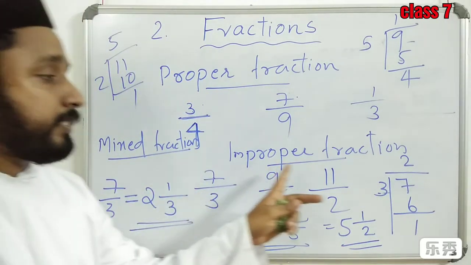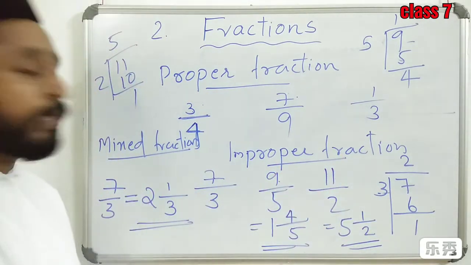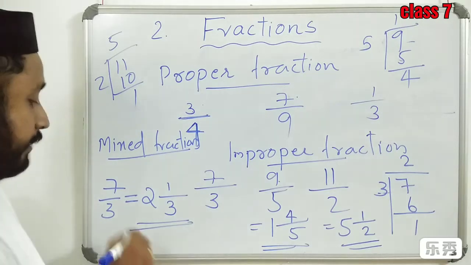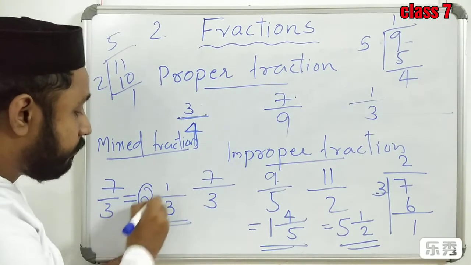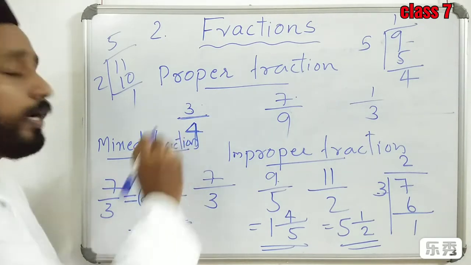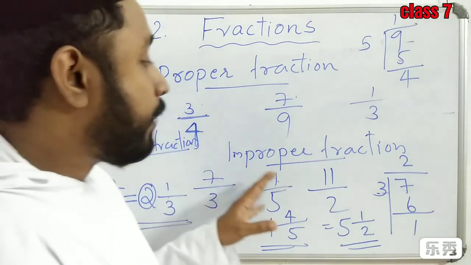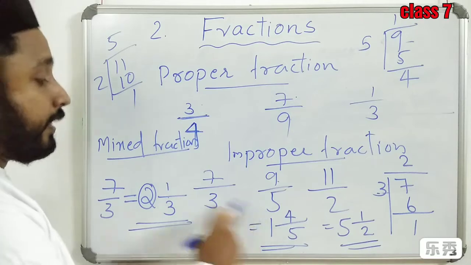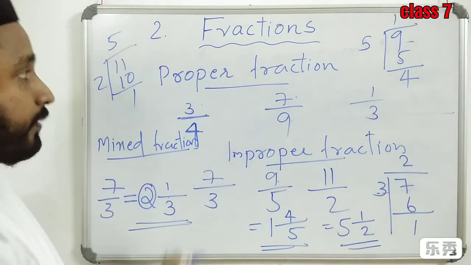So, improper fractions can be changed into mixed fractions. The mixed fraction means 2 is the whole and 1 by 3 is the part. So, we can write whole and part is called a mixed fraction. So, improper fractions can be written in mixed fraction form.